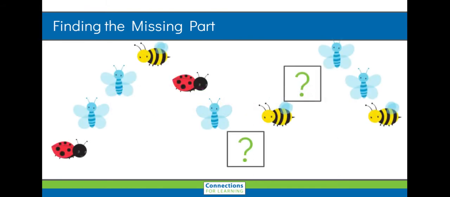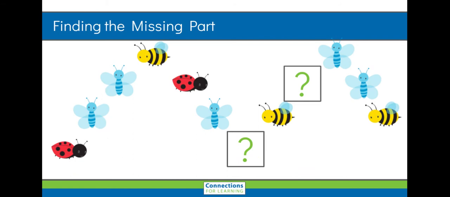Here's our last example for today, and this one might be a little bit trickier, so let's take a look at it together. Just like all our other patterns, it's always good to start and read it out loud to see if we can find the missing part. In this pattern, we have a ladybug, a butterfly, and a bee, a ladybug, a butterfly, and a bee, and a butterfly, and a butterfly, and a bee. Well, I know that it can only be one of three things. It can be a ladybug, it could be a butterfly, or it could be a bee.